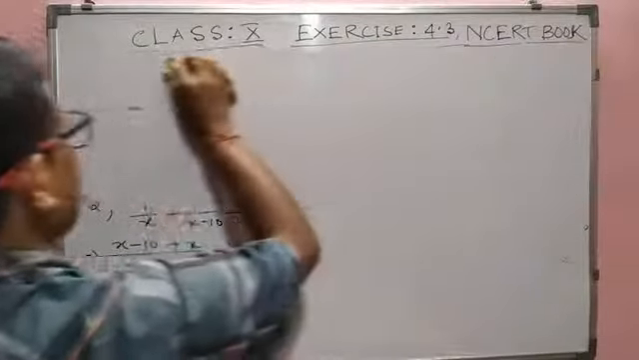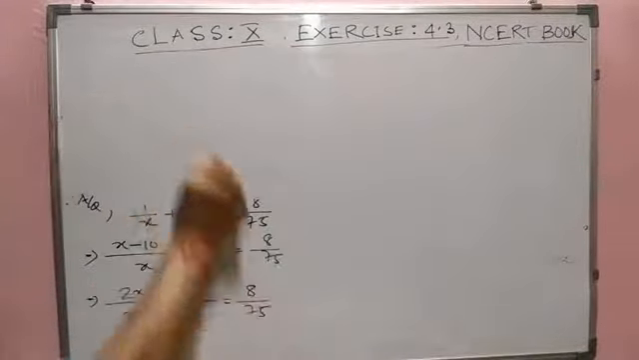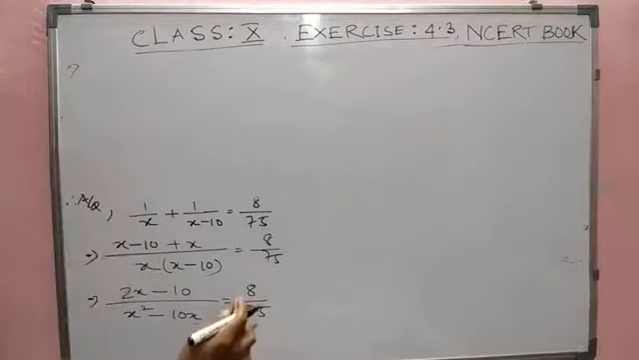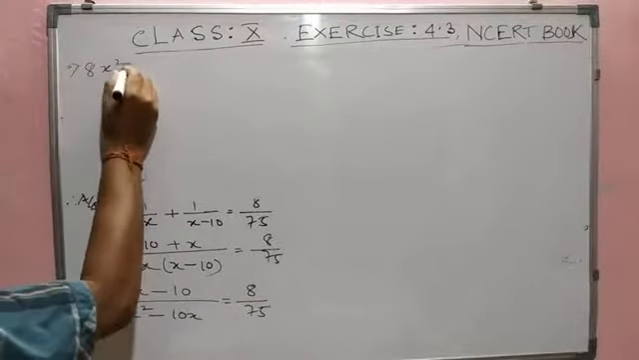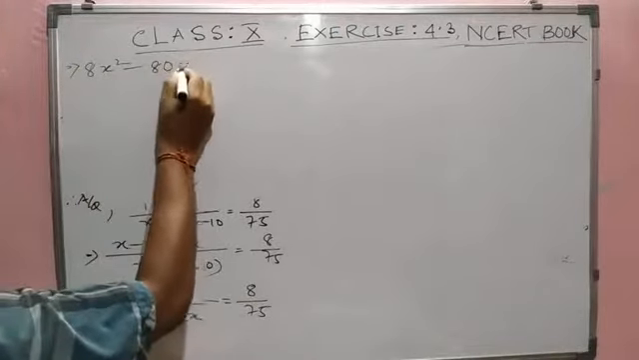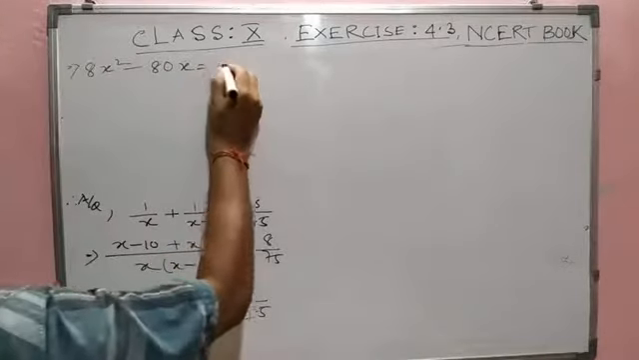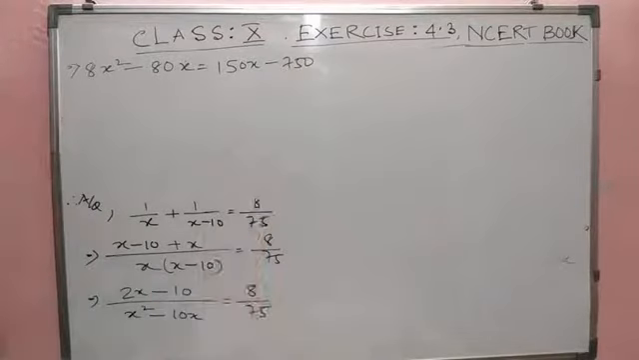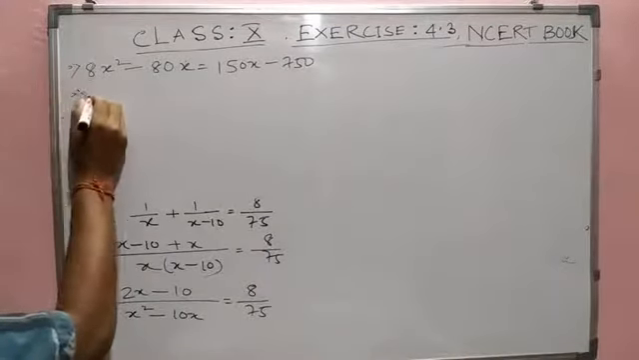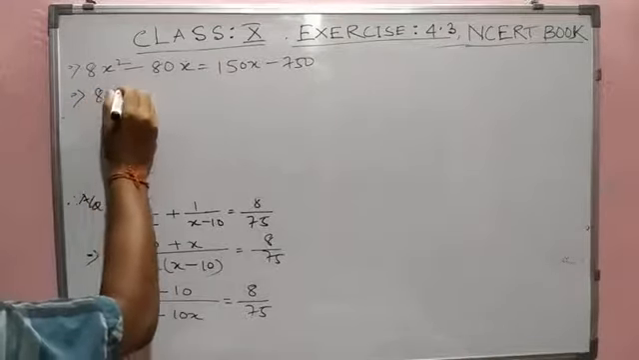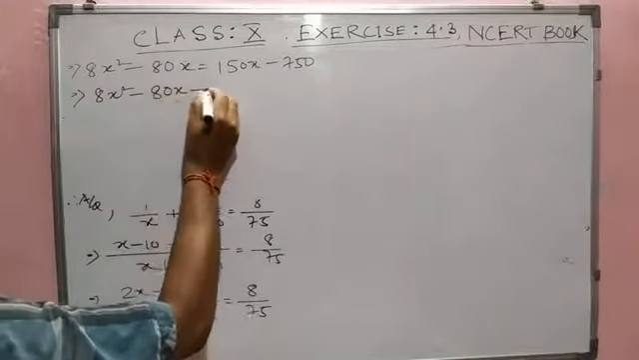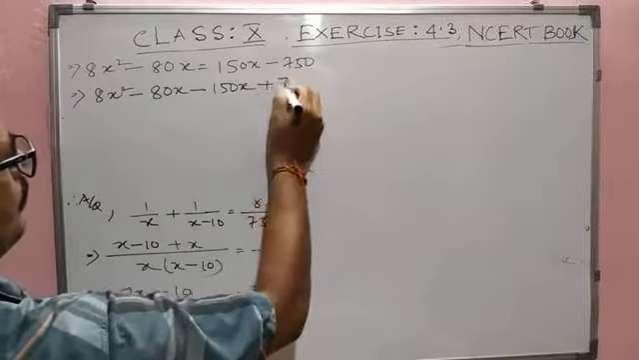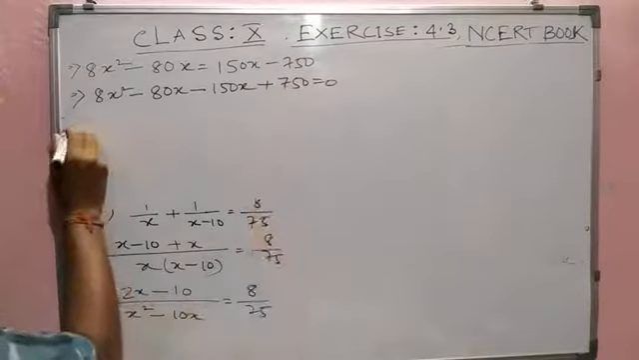In standard form we do the cross multiplication. On cross multiplication we get 8x square minus 80x equal to, multiply this, 150x minus 750. Now it will be 8x square minus 80x, transfer this to this side, it will be 150x minus, and this one will be plus 750 equal to 0.